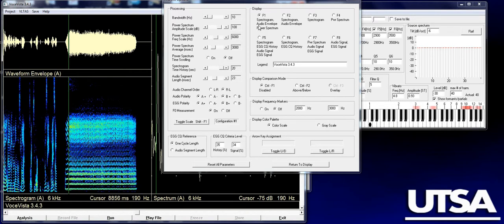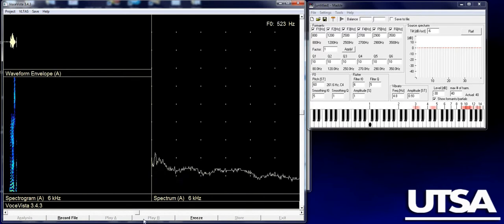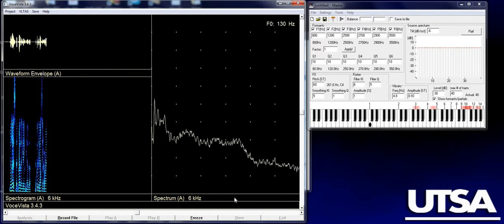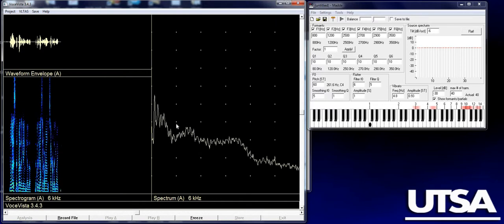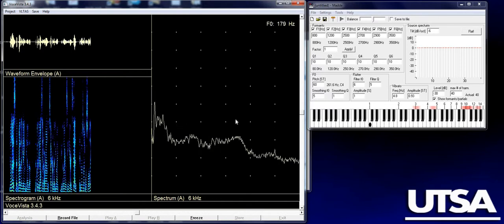Okay, and we're still using just that spectrogram audio envelope power spectrum setting on the display. Okay, so here we have our spectrum, spectrogram, audio envelope. Okay, so now if I click run, you'll notice that rather than getting the quickly bouncing around spectrum that you might be familiar with seeing here, instead it moves much more slowly.